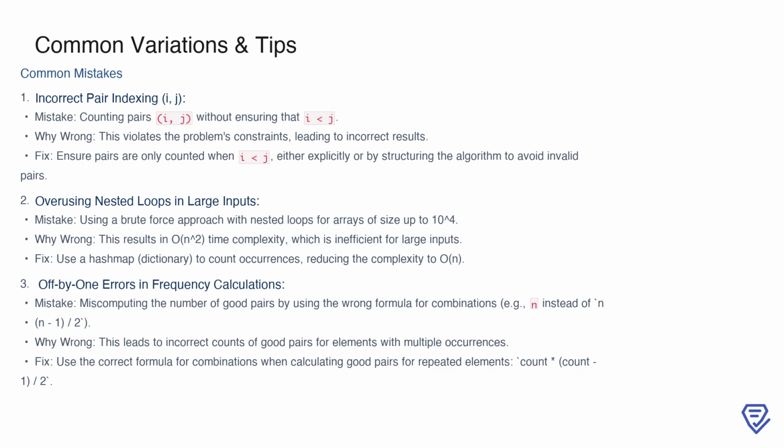Lastly, off-by-one errors in frequency calculations can lead to incorrect results. For example, if you incorrectly compute the formula for combinations, such as using n instead of n*(n-1)/2, you'll miscount the good pairs for elements with multiple occurrences. To avoid this, always use the correct formula, count*(count-1)/2.